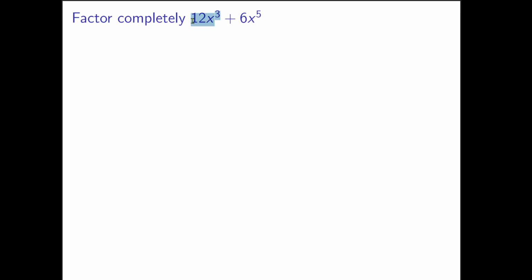So both the first term and the second term have a factor of 6. Here the 6 is just staring at us. Over here the 6 is hiding as part of a 6 times 2 or a 2 times 6, right? So we could really say this right here is 6 times 2 times x times x times x. So both terms will have a factor of 6. Both terms are going to also have 3 factors of x.